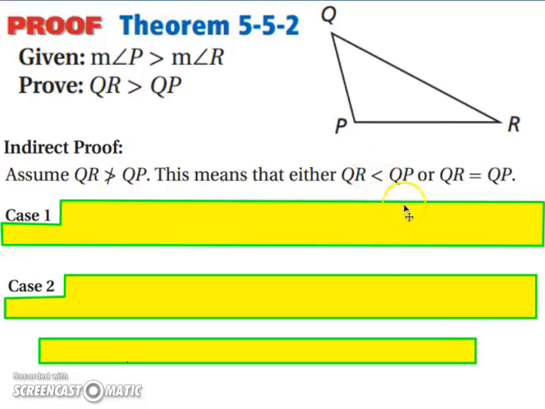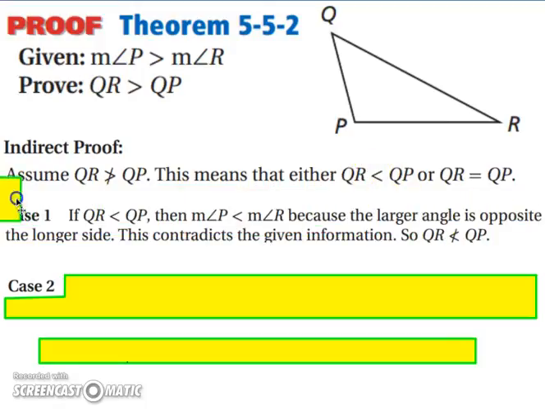Alright, so let's look at case 1 together. If QR is less than QP, then the measure of angle P must be smaller than the measure of angle R. Well, that's all fine and dandy, however, the given says that it's bigger. So that can't be true. It's contradicting what they've given us for information. Take a moment and try case 2.